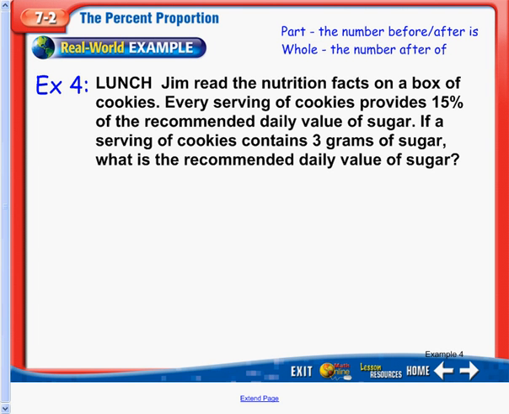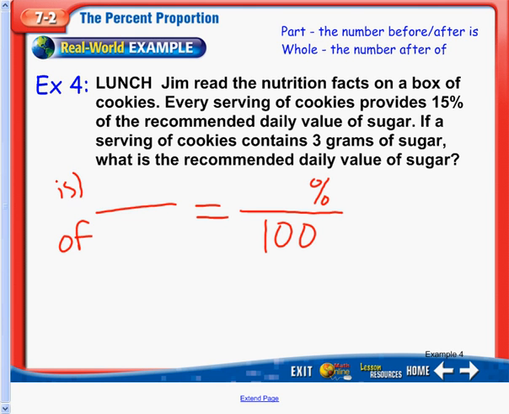Next example here is a little bit longer one. We have lunch. So we're going to first set up our proportion. 100 on the bottom right, percent on top, "of" on the left is on top. So: Jim read the nutrition facts on a box of cookies. Every serving of cookies provides 15% of the recommended daily value of sugar. If a serving of cookies contains 3 grams of sugar, what is the recommended daily value of sugar?